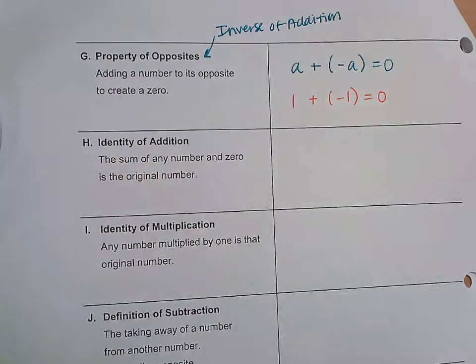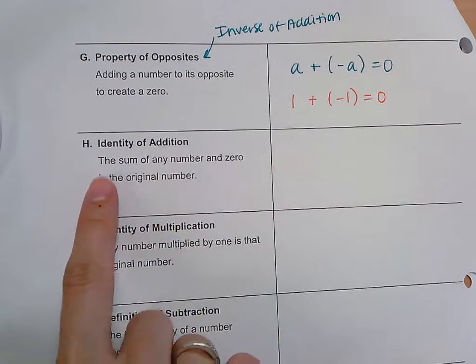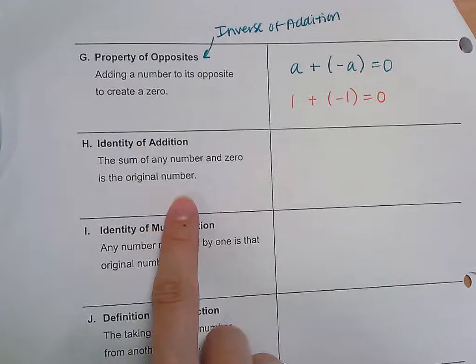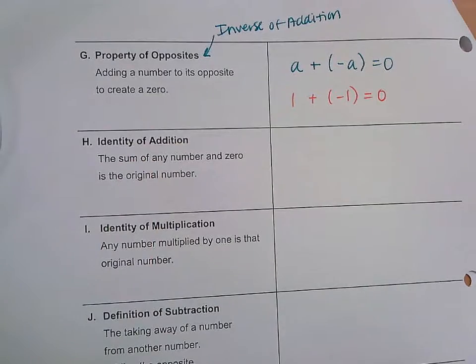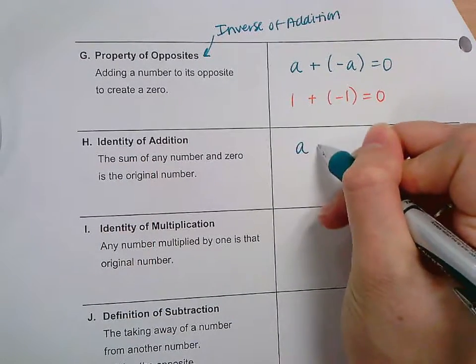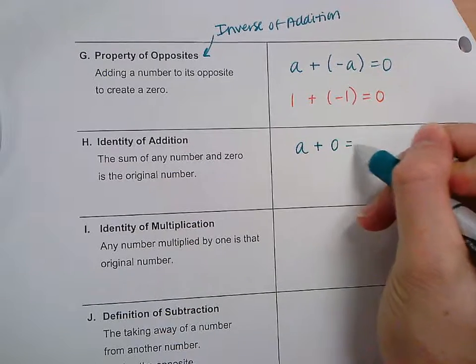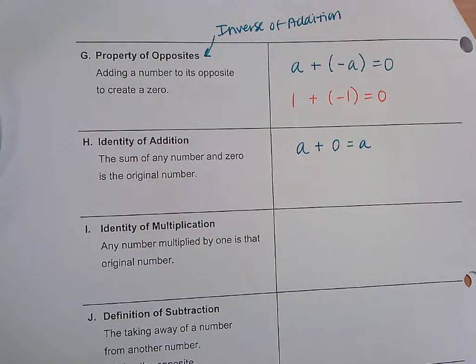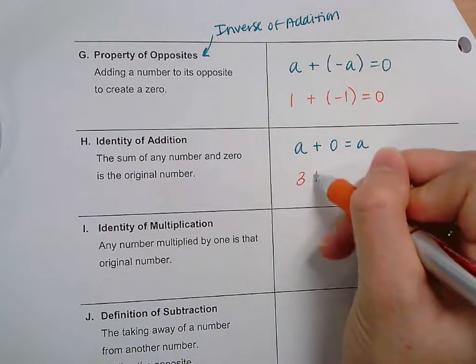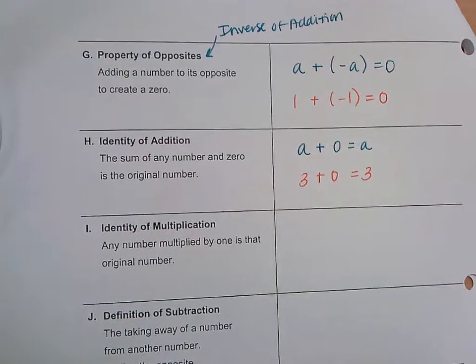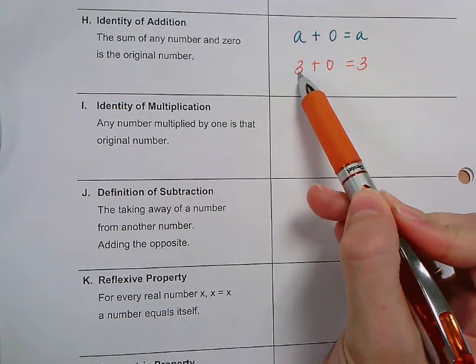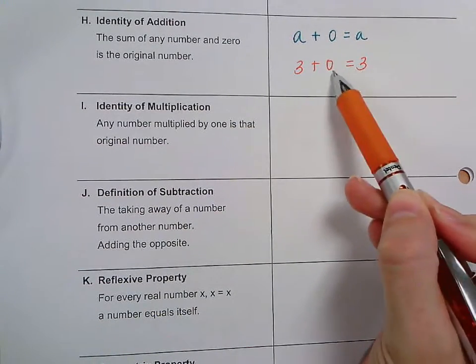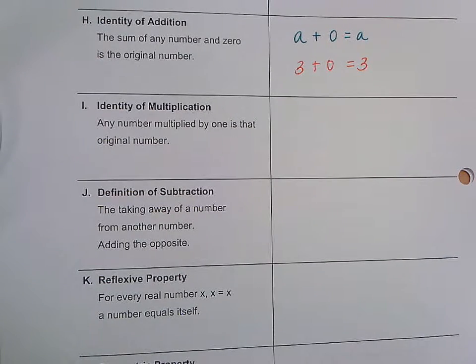Then we have identity of addition. This says the sum of any number and 0 is the original number, so I can add 0 to anything, and I'm not changing the identity of the number. So any number a plus 0 is going to equal the number I started with, a. Like 3 plus 0 is still 3. The way I remember identity is you're not changing it: the identity of the 3 doesn't change. When I add 0 to it, the 3 stays the 3. The identity stays the same.